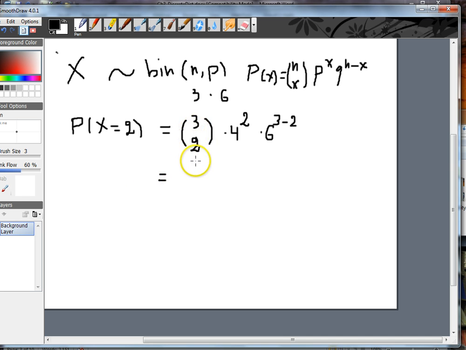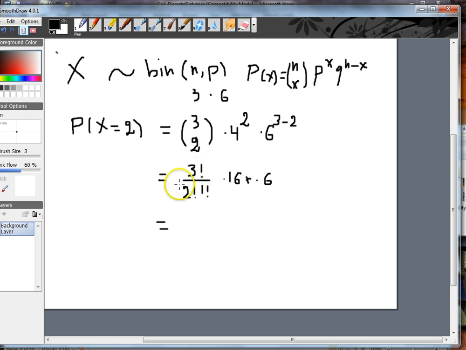So we know this term is 3 factorial over 2 factorial, and 3 minus 2, 1 factorial. 0.4 squared is 0.16, and 0.6 raised to power 2 is times 0.6. So let's simplify this term. What would that be equal to?